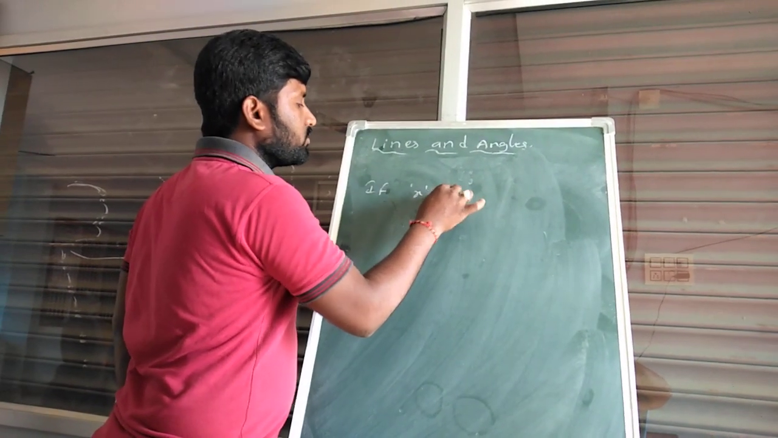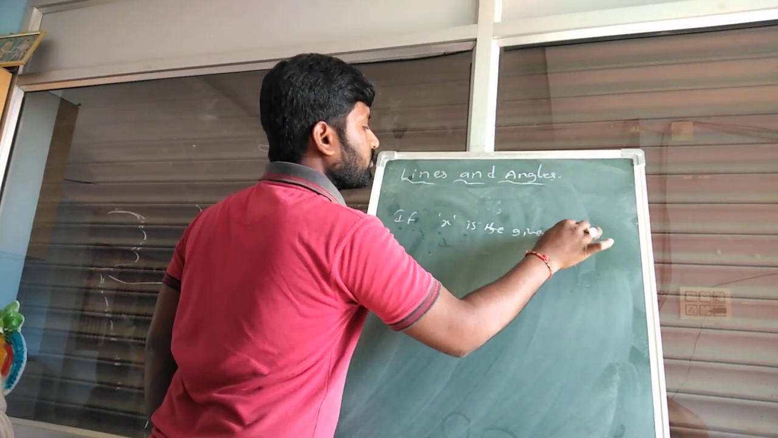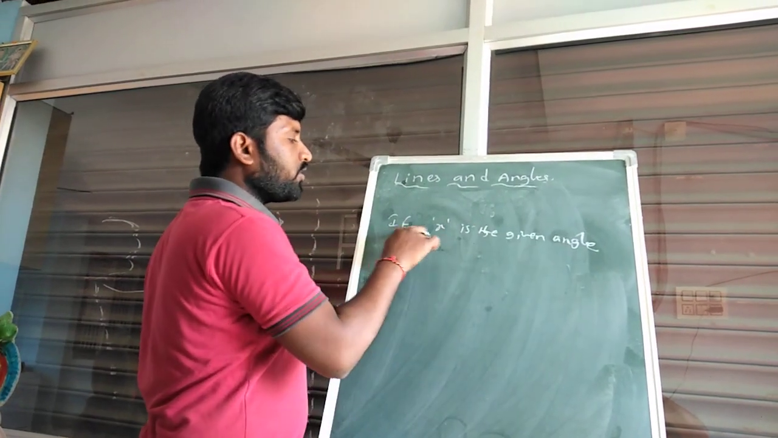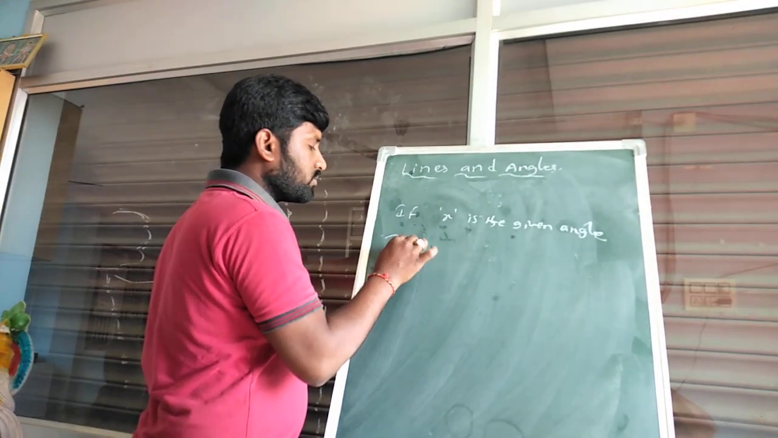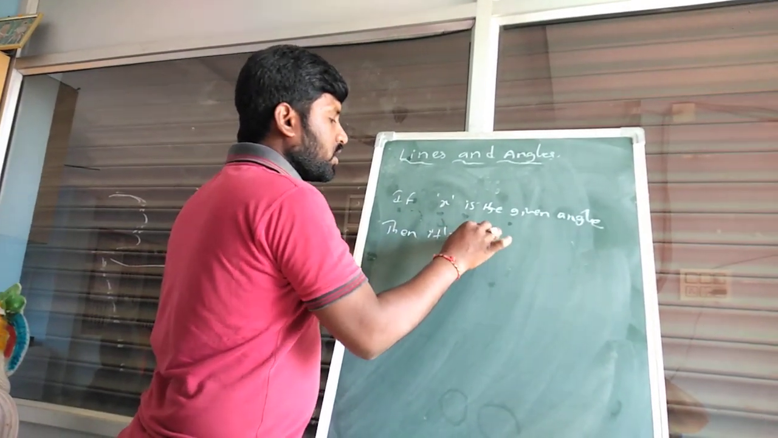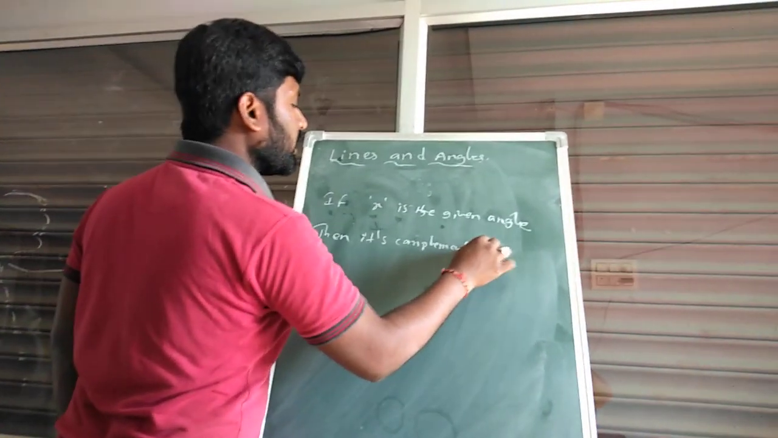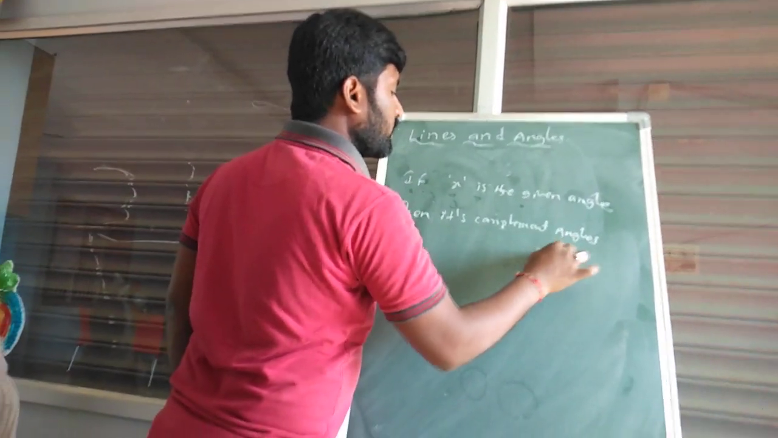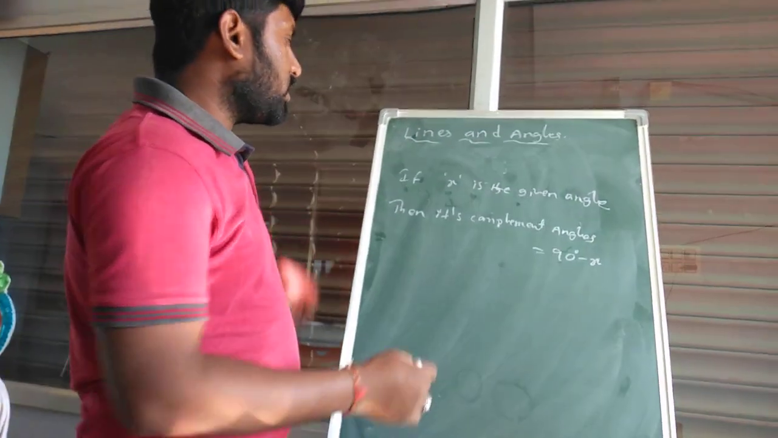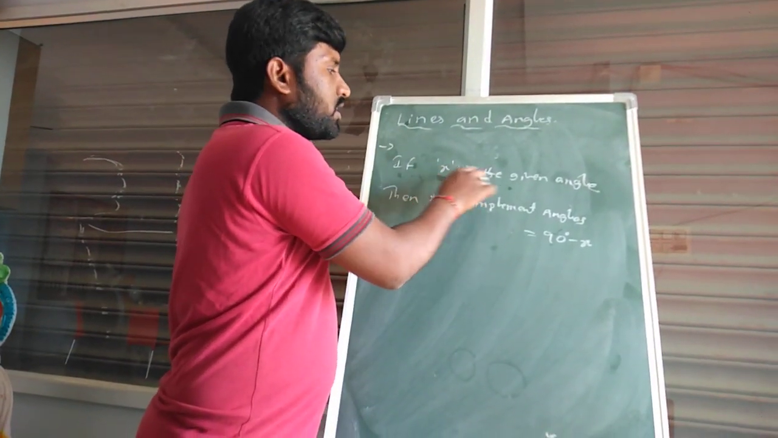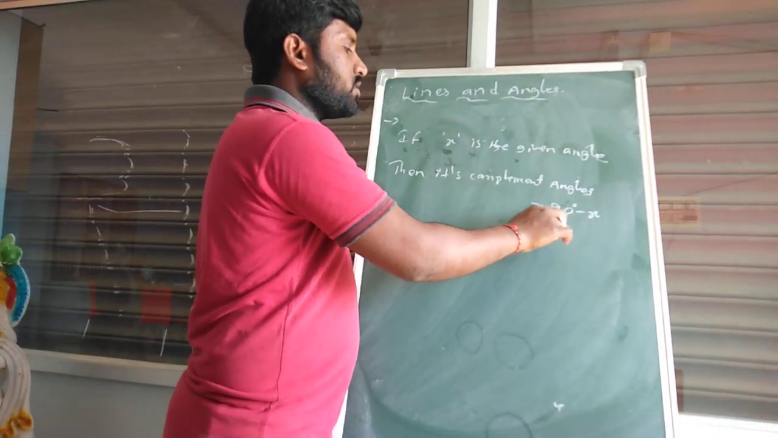If x is the given angle and you want its complement angle, that is equal to 90 degrees minus x. Now, if the given angle is x, then to find its complement angle, do it like this.